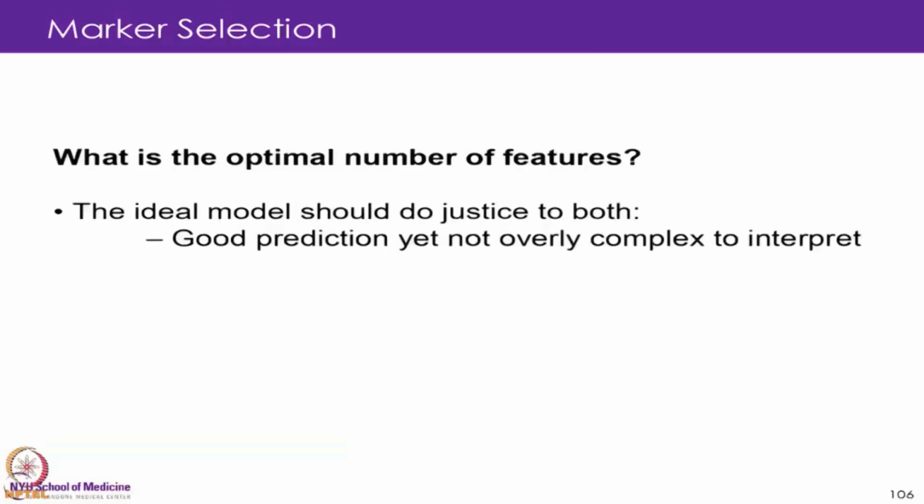Then with marker selection, the question is, what's the optimal number of features? Usually we want two things. We want it to be as simple as possible so we can interpret it, but we want to still get good predictions.